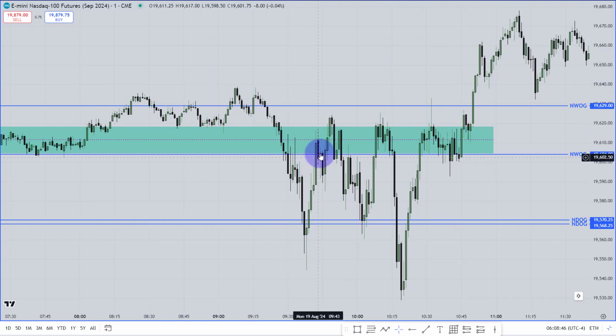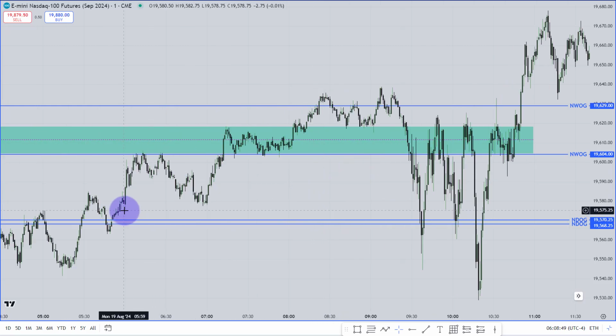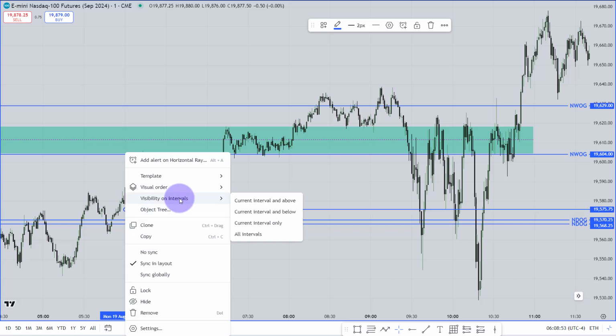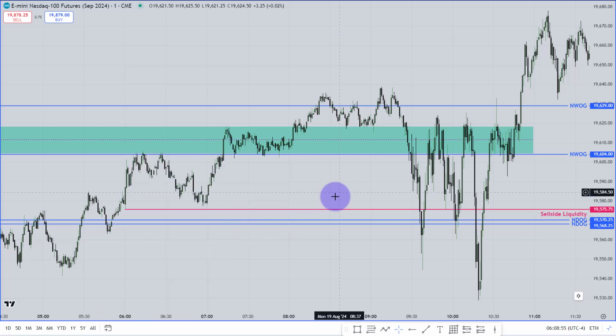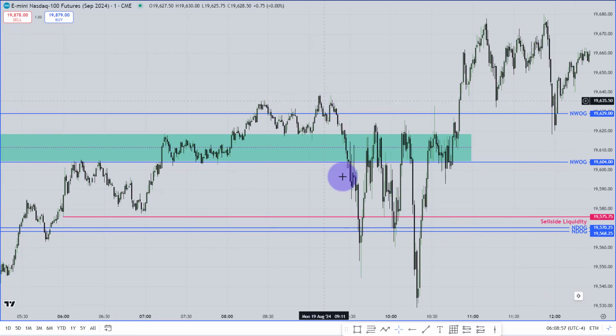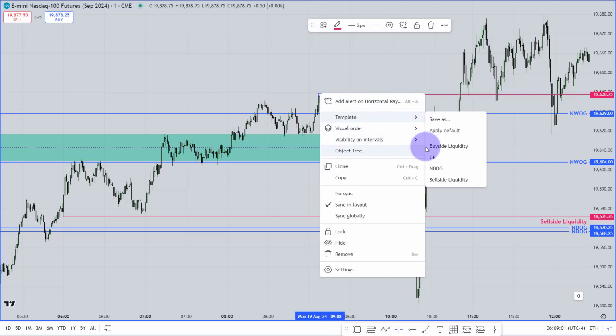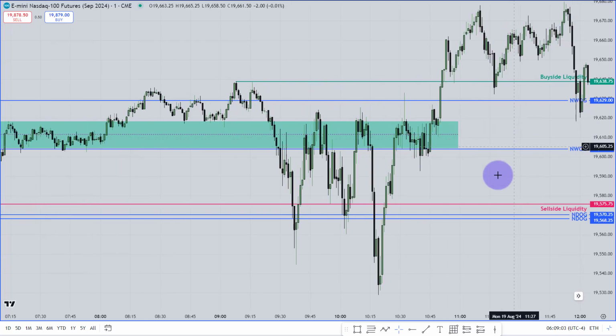So when the market actually traded around that area, first ICT marked this sell side liquidity. So this is all the sell side liquidity. Let me mark it as my sell side liquidity. Above here, this is all the buy side liquidity. So let me mark that buy side liquidity as well. That is also buy side liquidity from that specific Monday.